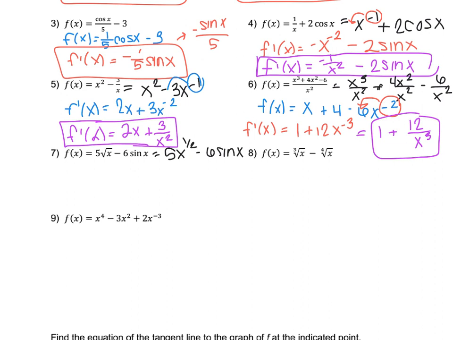So the derivative of this would be, when I apply power rule, I'm taking the 1/2, the original power of x, and multiplying it by 5. So it would be 5/2 x, and then subtract 1 from 1/2, and it would be x to the negative 1/2. And then I take the derivative of negative 6 sine of x, and derivative of sine is cosine, so that would just result in negative 6 cosine of x.